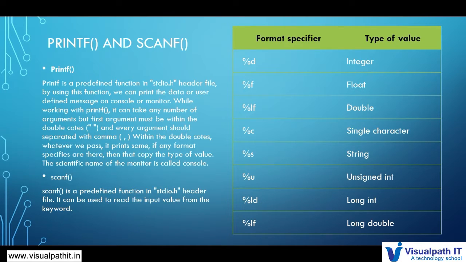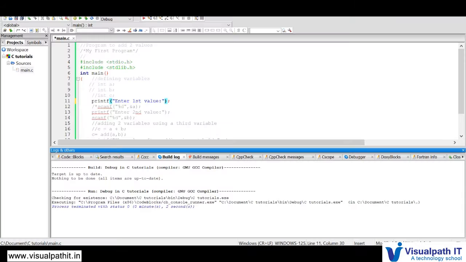Within the double quotes, whatever we pass, it prints the same. If any format specifiers are there, then that copies the type of value. Okay, so let's see what it does.